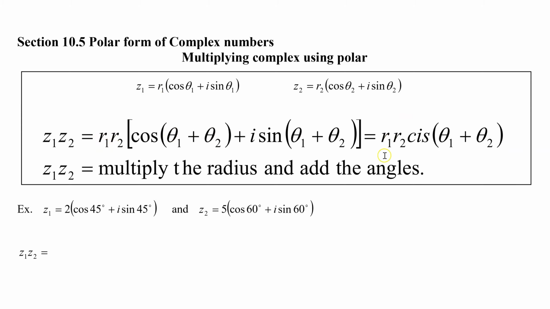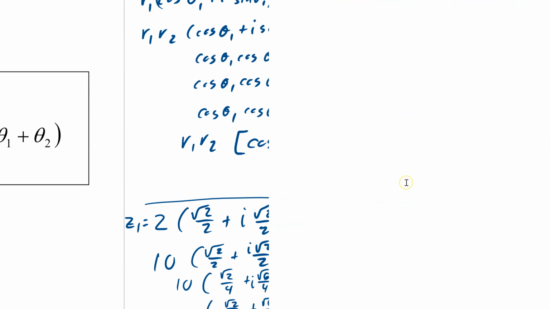That's it. So we end up with r1 r2 cis (theta 1 plus theta 2). So multiply the radii and add the angles.